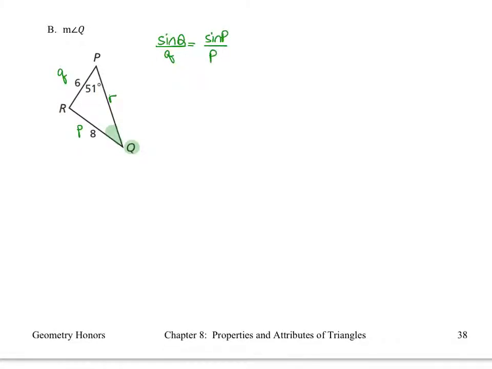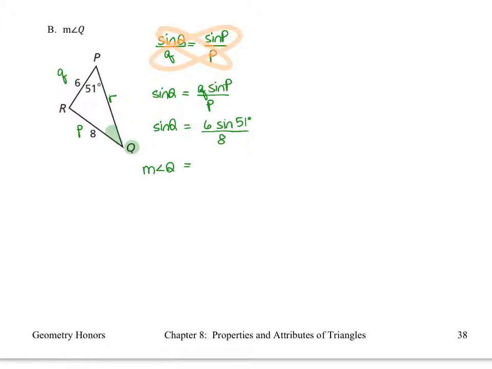As always, we're going to use our cross multiplication to solve the proportion. And our algebra skills tell us that the sine of angle Q is going to be equal to Q times the sine of angle P over side length P. Now let's plug everything in. And we recognize that this will give us the sine of angle Q, but we also remember we don't want the sine of angle Q, we actually want the measure of angle Q. And that means we're going to need to use the inverse sine on both sides. So we're going to take the inverse sine of the left and the inverse sine of the right.